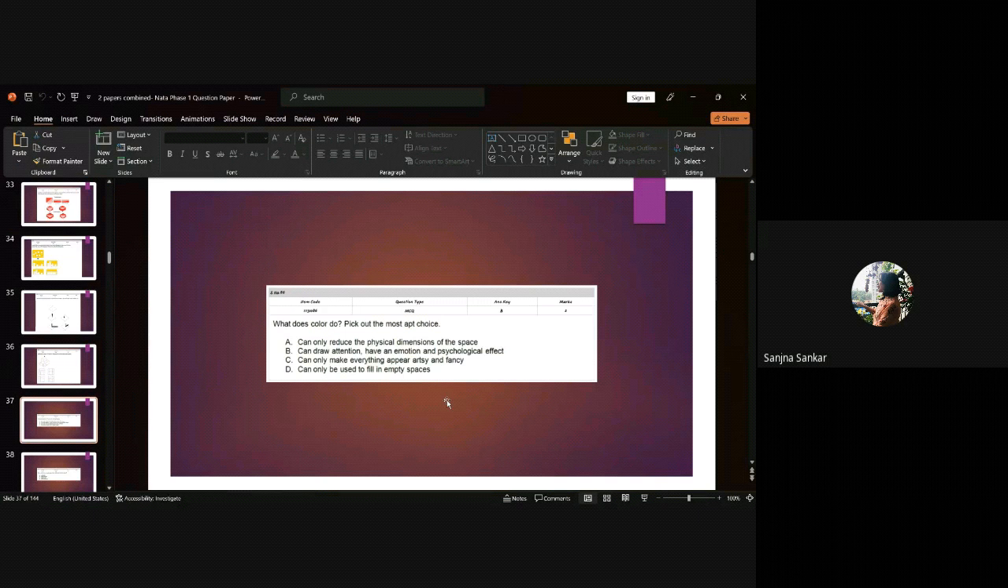Next question, what does color do? Pick out the most apt choice. There are four options. Option A, can only reduce the physical dimension of the space. Option B, can draw attention, have an emotional and psychological effect. Option C, can only make everything appear artsy and fancy. And option D can only be used to fill in empty spaces. So the correct answer, we know, is option B. It draws attention and has an emotional and psychological effect.